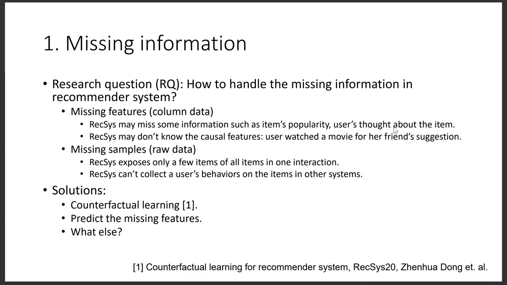For the missing samples, let's see two examples. In Huawei App Store, we have millions of candidate apps, but in one interaction, we can only expose tens of items to the user. We can only collect the user's behavior on those tens of apps, but we can't collect the user's behavior on other items. The other example is that we know the user's behavior on Huawei App Store, but we don't know the user's behavior on other websites or other app stores. Maybe the user downloaded the app from Google Play, or from the browser. So how do we handle it?